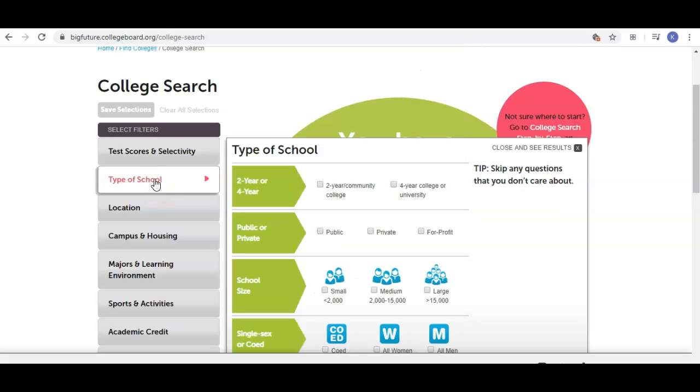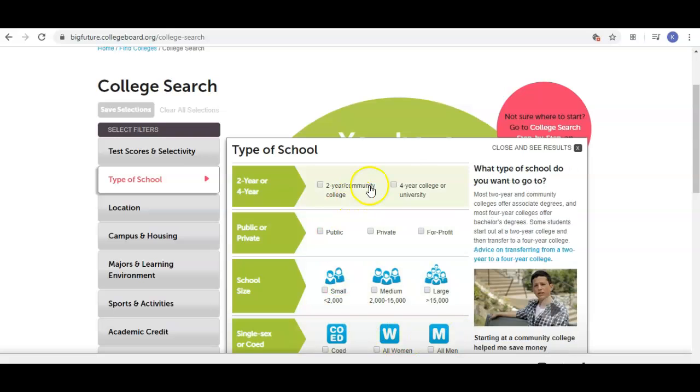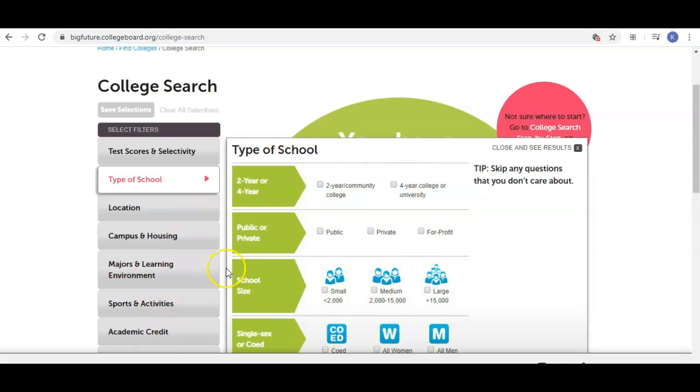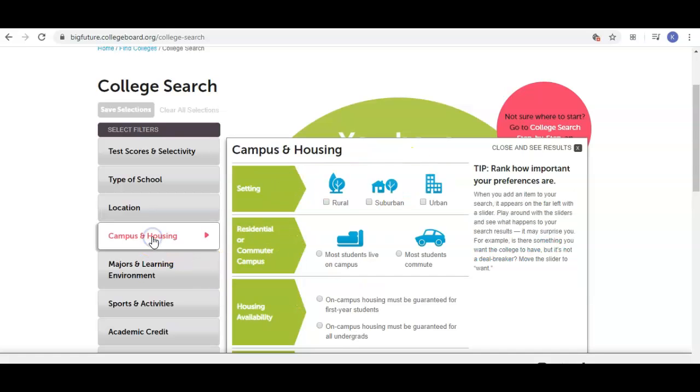Then there's the type of school. We're going to go over all of this this week, so you will know what all of this means by the end of the week. Next is location. Some of you know that you're going to stay home, some of you know you're going to go away, and some of you may be unsure. This is where you would look at schools by location. Then you have campus and housing. This is more important, in my opinion, if you are going away.